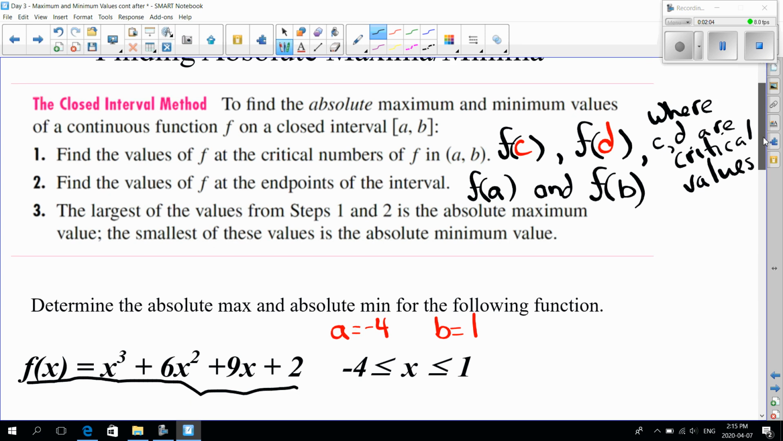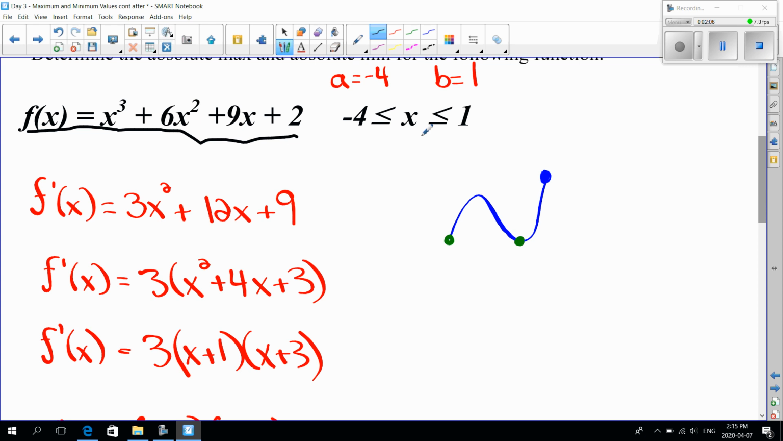So you'll see when I find the critical values, to do that, I take the derivative of x cubed, 3x squared, the derivative of 6x squared, 12x, the derivative of 9x, 9. So the f prime x, or the derivative of f of x, is equal to 3x squared plus 12x plus 9. Factor out a 3, left with a simple trinomial inside the brackets, which factors to x plus 1 and x plus 3. Now remember, this 3 out front here doesn't give us a critical value.